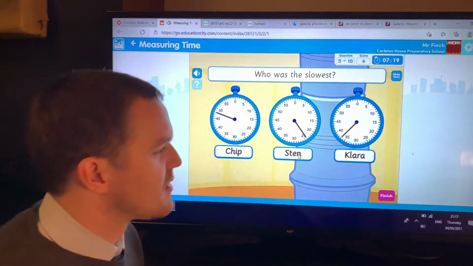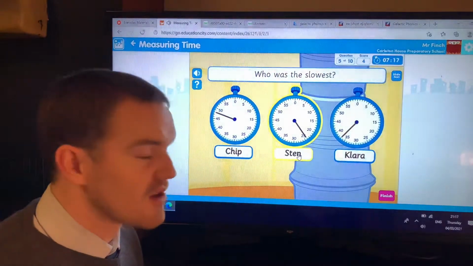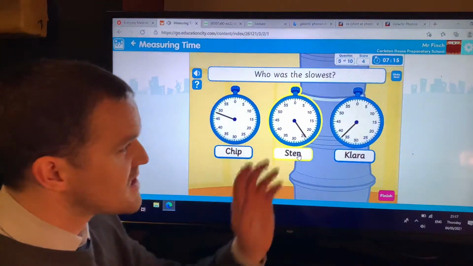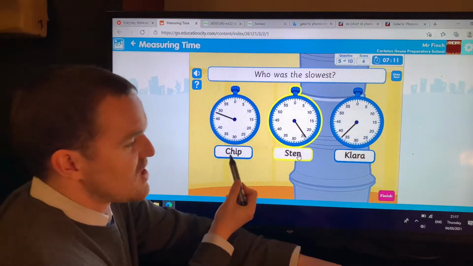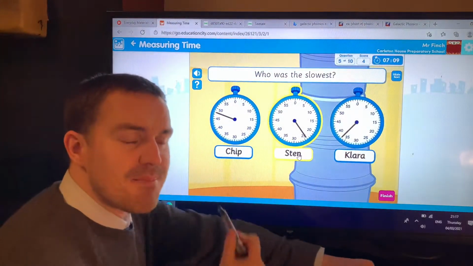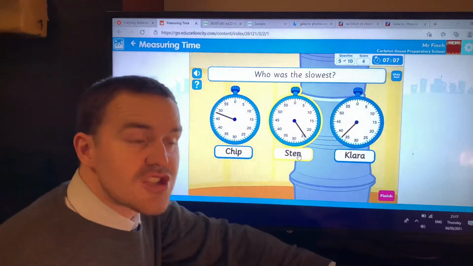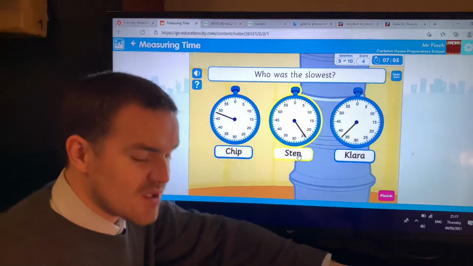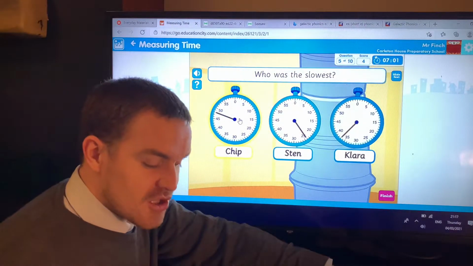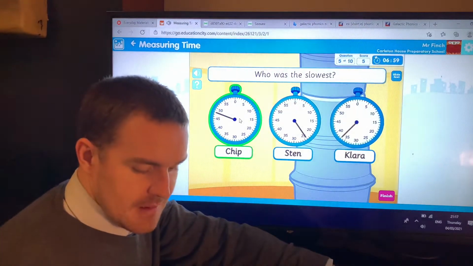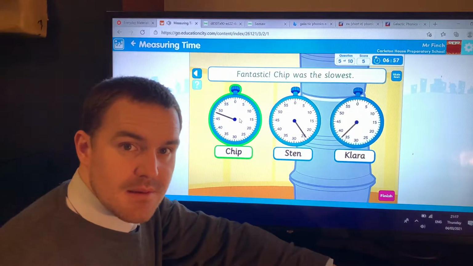Who was the slowest then? I shouldn't have rubbed those numbers out really. We know Sten was the fastest, so let's look. We have Clara here on 37. We have Chip on 48. Which is the bigger number then? Who took the longest? Who is the slowest? The slowest person is the person with the biggest number, and the person with the biggest number this time was Chip. Fantastic. Okay, let's look at our next one.